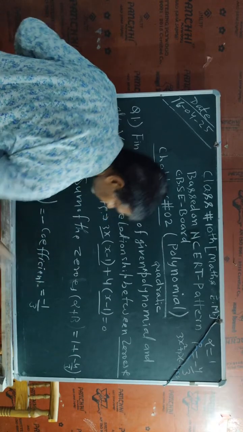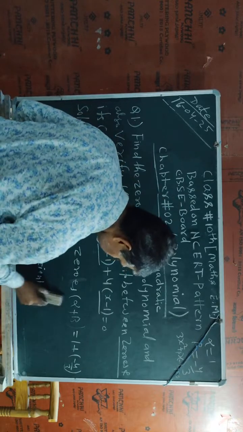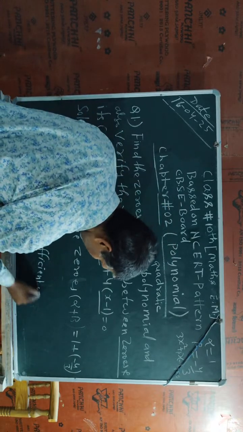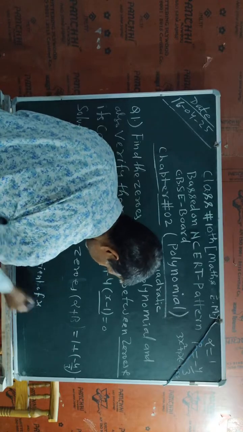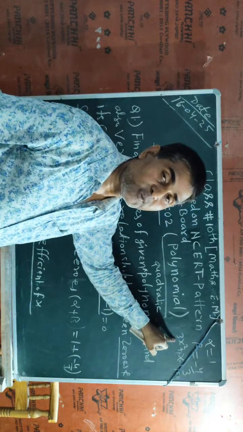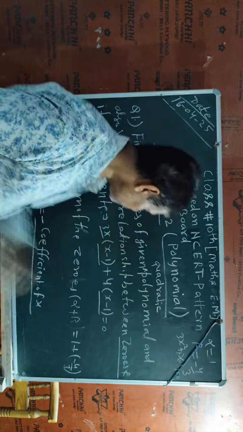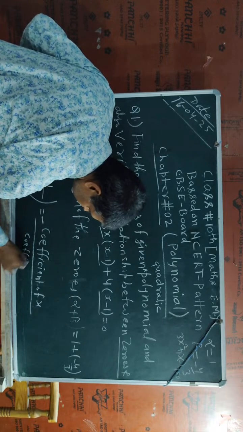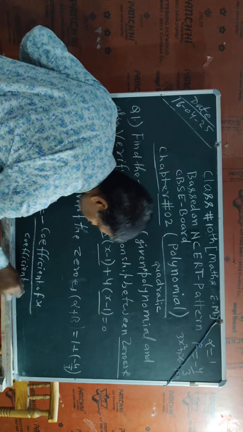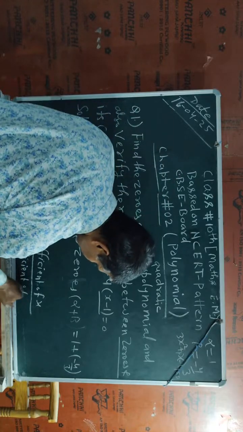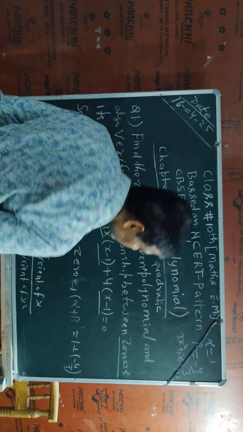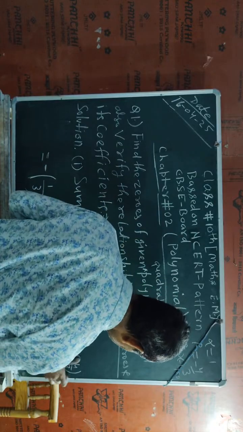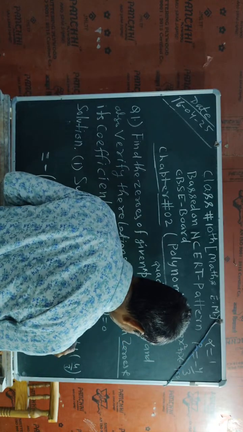I will write coefficient of x divided by 3. 3 is the coefficient. Here I am saying 3 is the coefficient of x square. So I will put here coefficient of x square. So this will be plus sign and this will be minus sign.